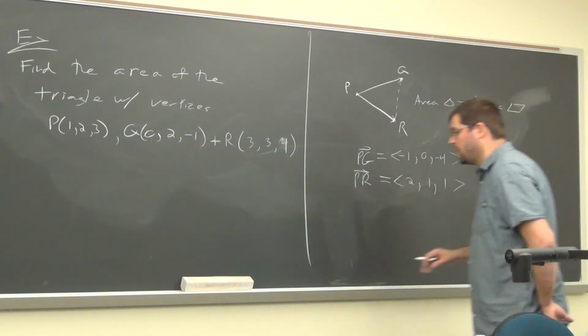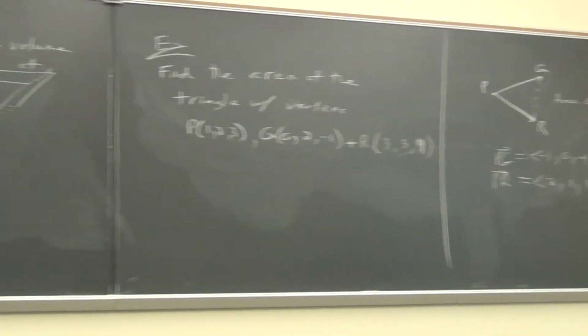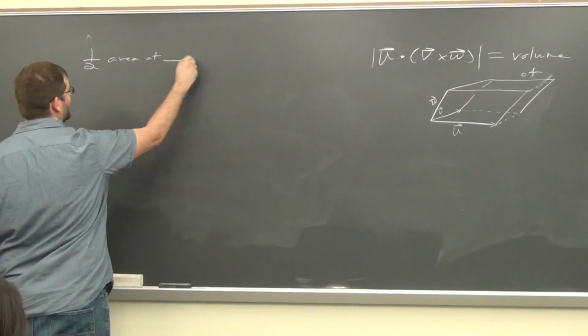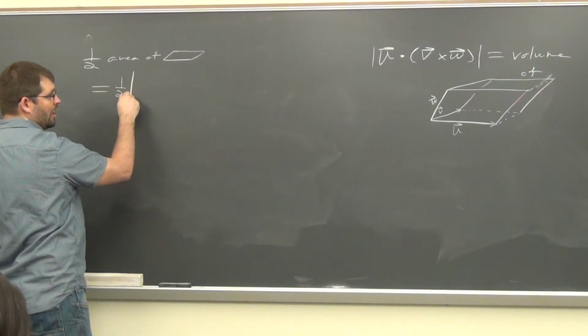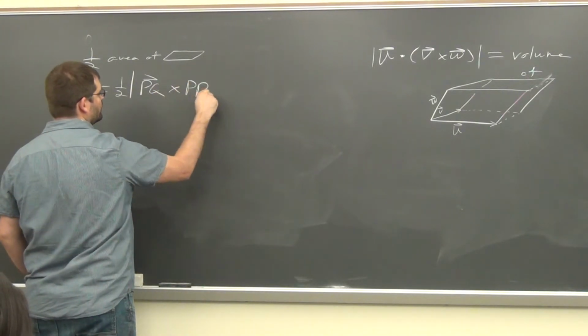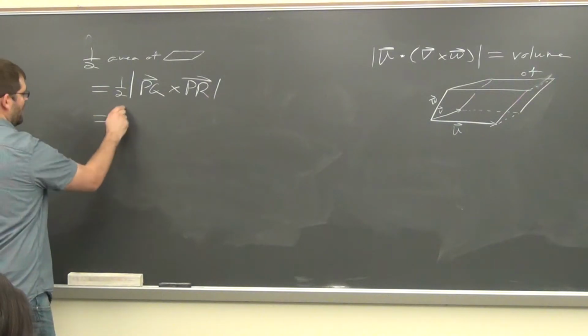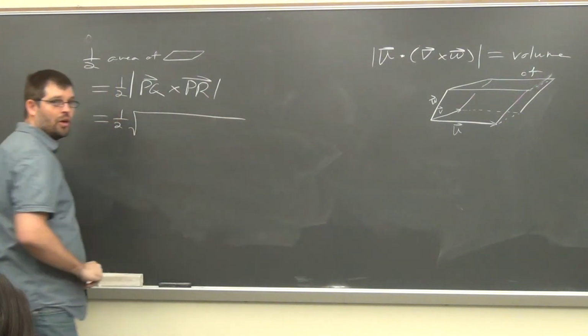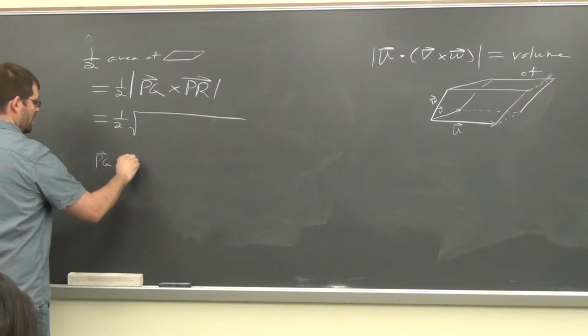All right, and I'm going to run out of space here, so let me move across. But again, what do we want? We want 1/2 the area of that parallelogram, which is 1/2, and again, our formula was the magnitude of the cross product. So we take the magnitude of PQ cross PR. And so let me just leave some space here. I'll fill this back in. The magnitude will be the square root of whatever. And let's just do the cross product down below here. So PQ cross PR.